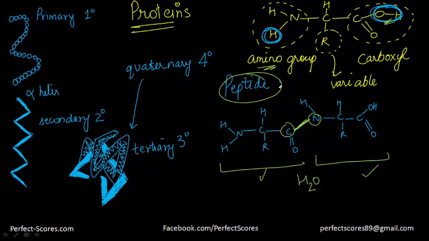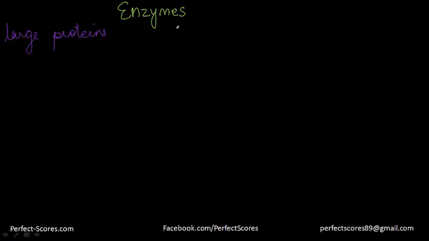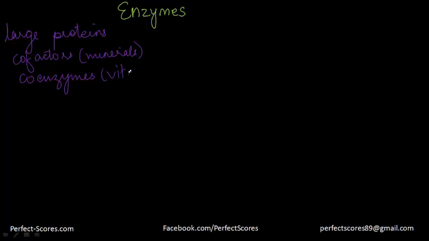Let's move on to the next molecule, which is a kind of protein known as an enzyme. Enzymes are basically large proteins that speed up the rate of reactions by lowering the activation energy. That means the reactions get activated really quickly. They are helped by cofactors, which are minerals, and also by coenzymes, which are vitamins. Now to explain enzymes, there were two models that were introduced.